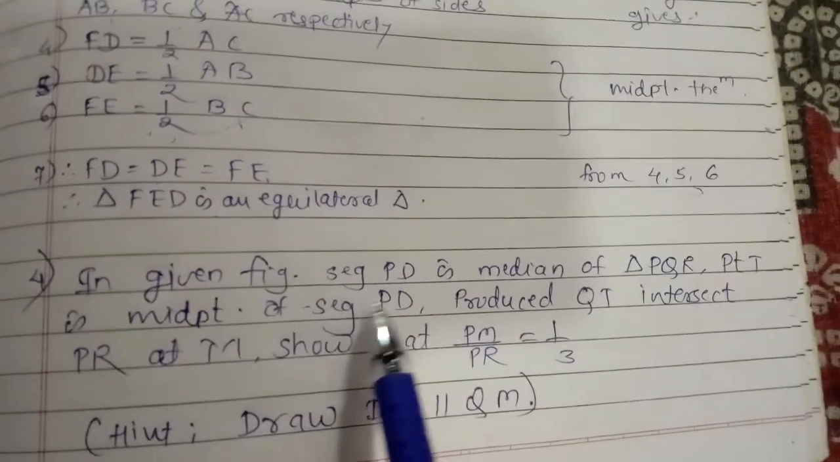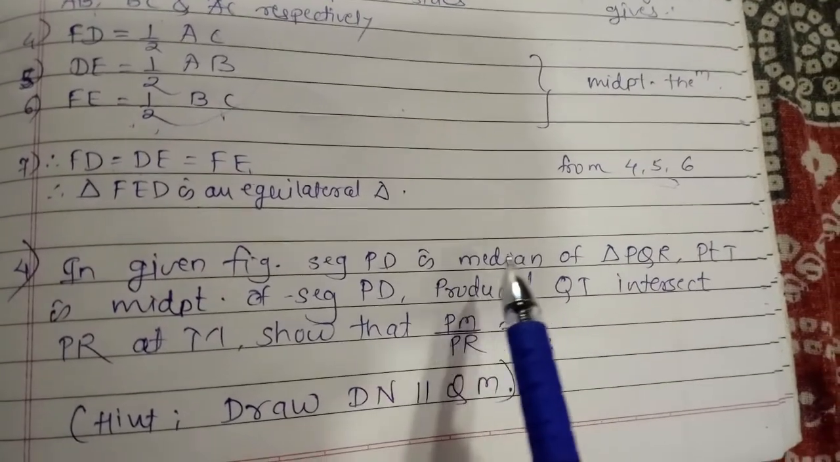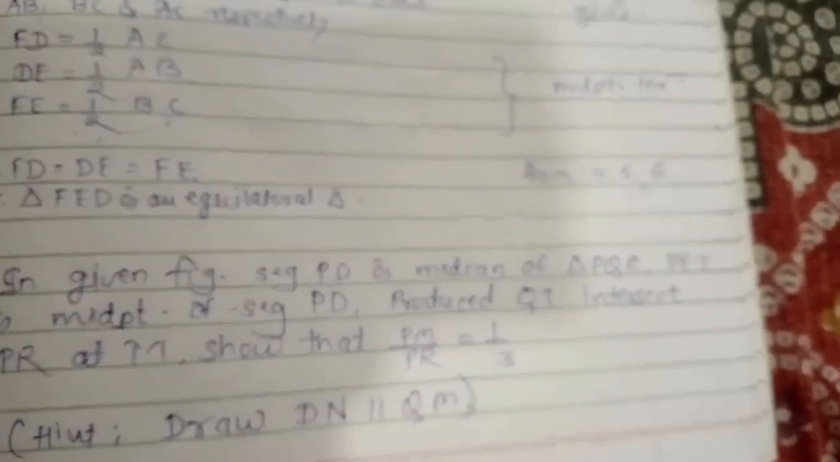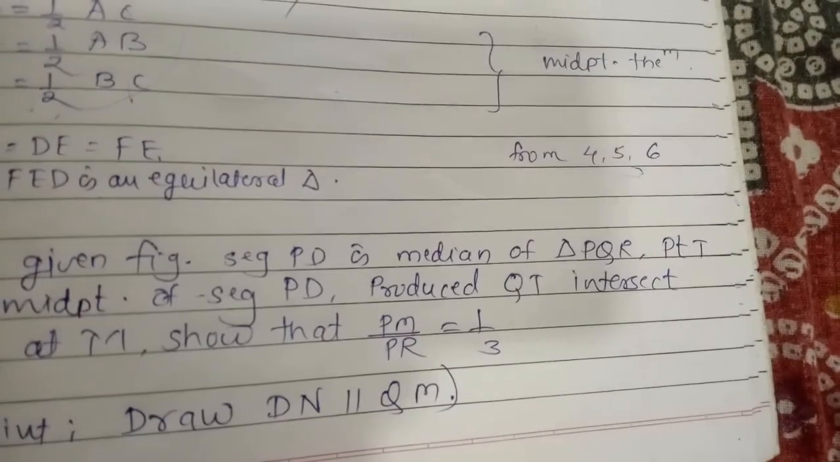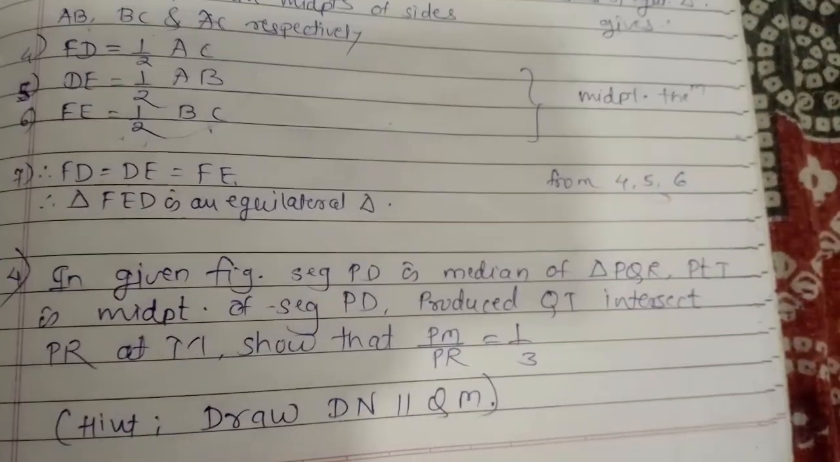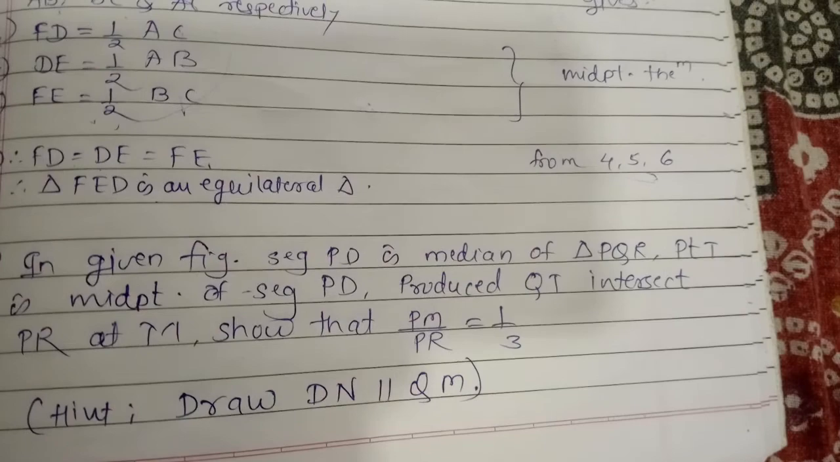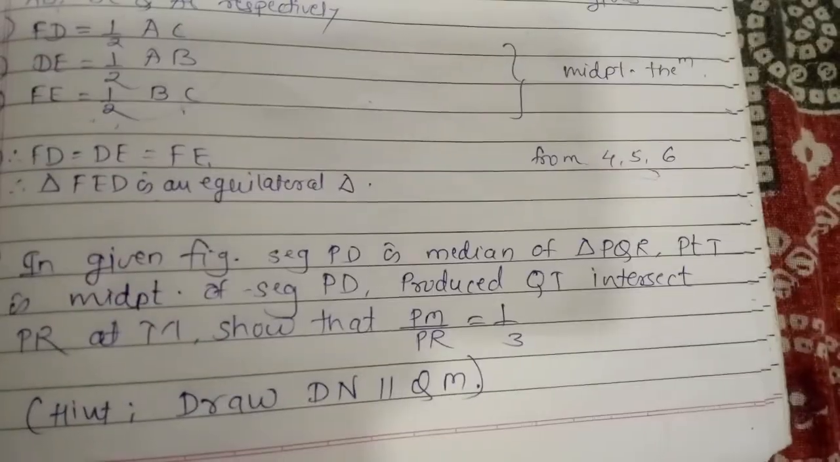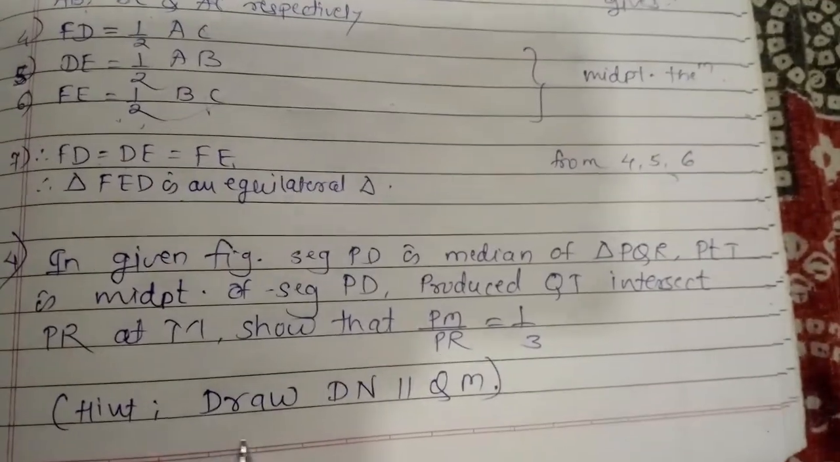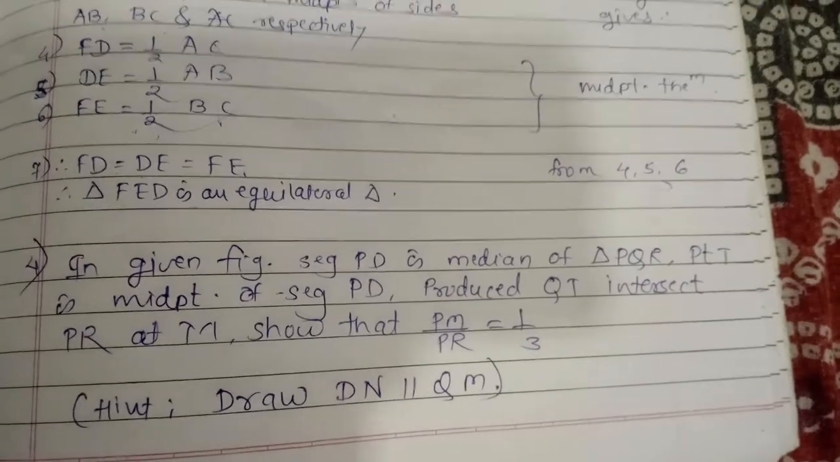In the given figure, segment PD is a median of triangle PQR. Point T is the midpoint of segment PD, and produced QT intersects PR at M. Then show that PM upon PR is equal to 1 by 3. And you are given the hint that draw DN parallel to QM. Now see the figure.